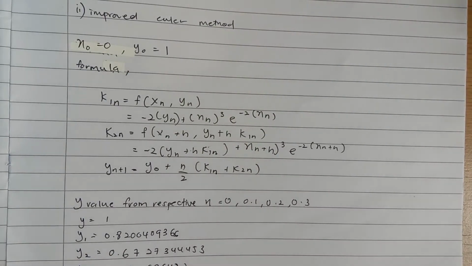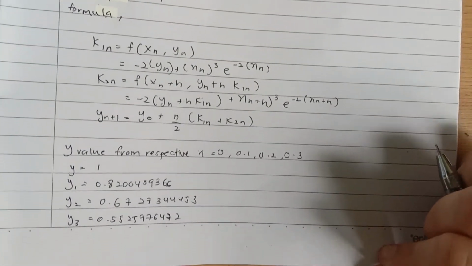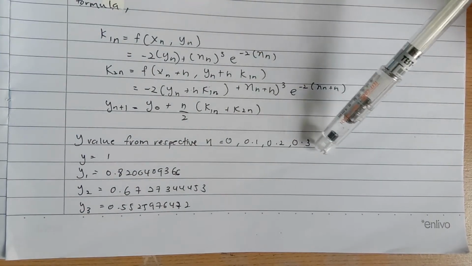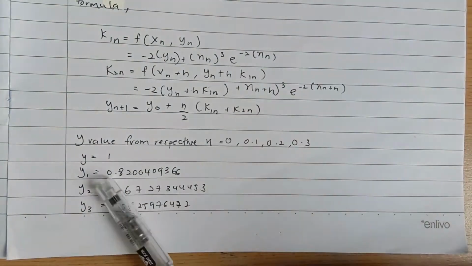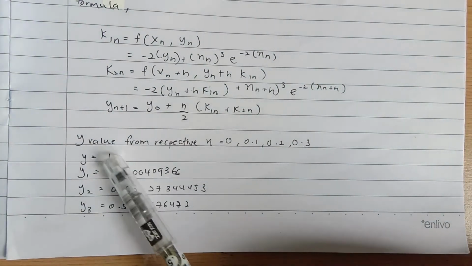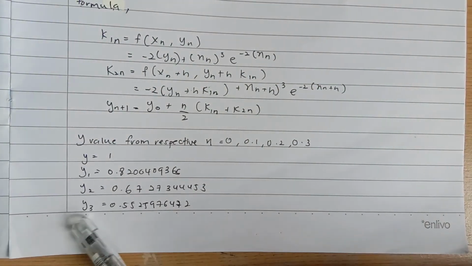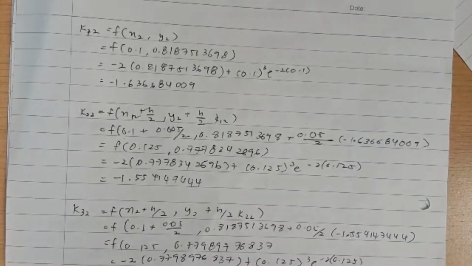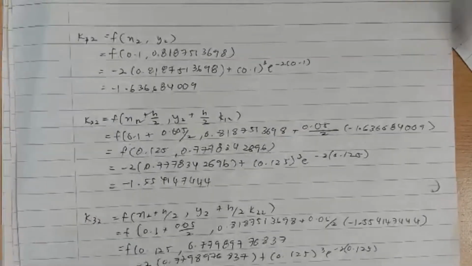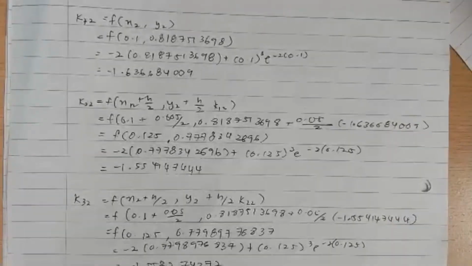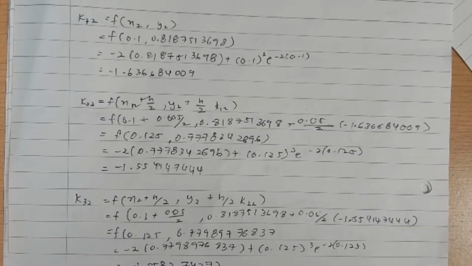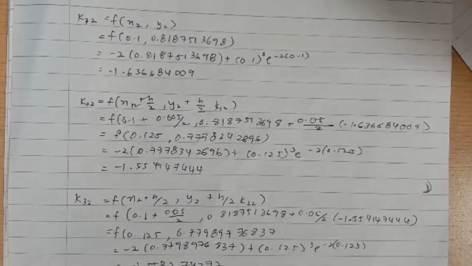So from the values that I get after calculating for the respective x of 0, 0.1, 0.2, 0.3, we have the y values here: y1, y2 and y3. This is one of the examples on the Runge-Kutta method. This time we are going to try to solve and get the value of y3, so our value of n has to be 2.